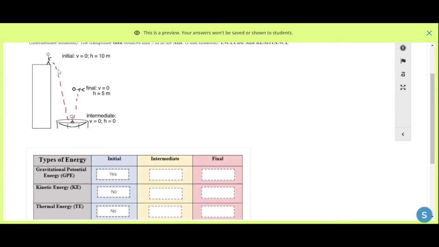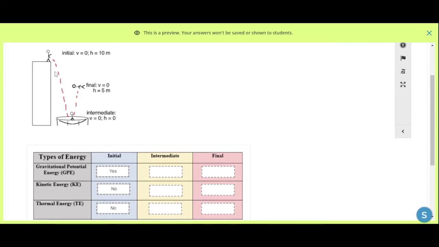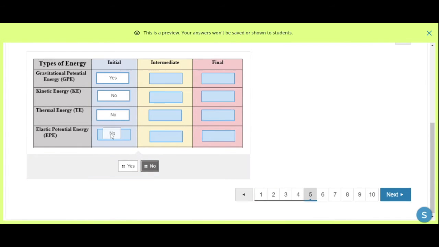Elastic potential energy? Well, is anything stretched before he jumps off? No. He's just standing here, right? He's not wearing sweatpants, okay? He's not standing on a spring, so there's no elastic potential energy.